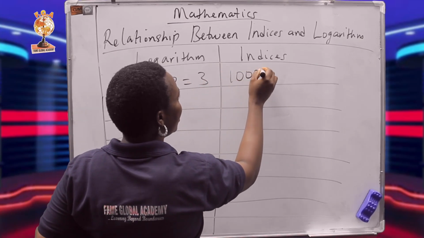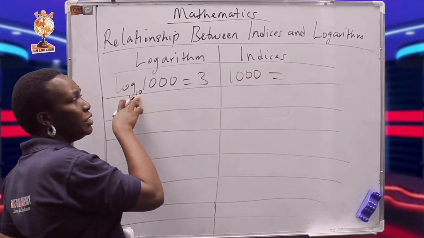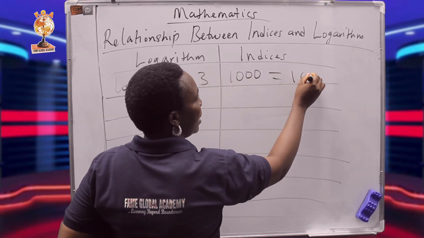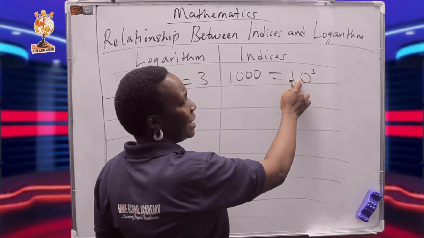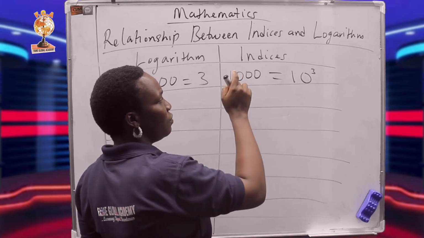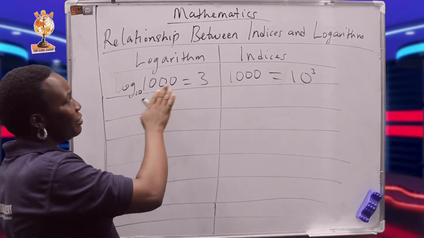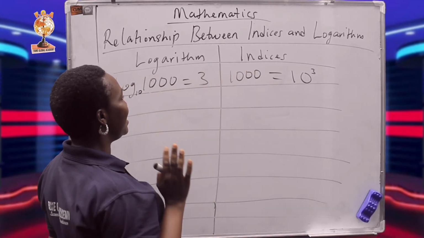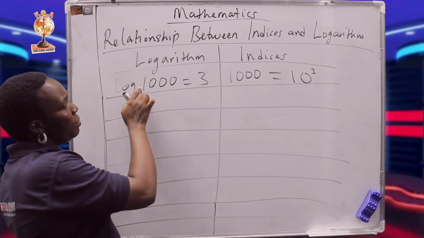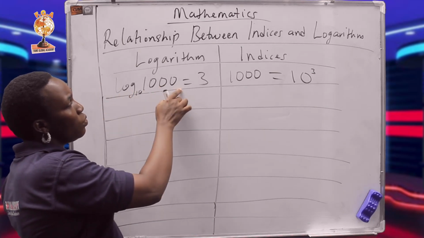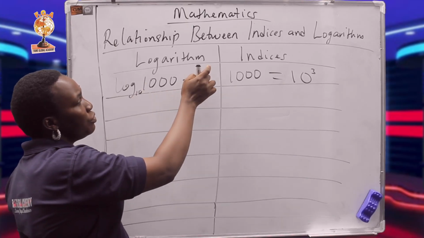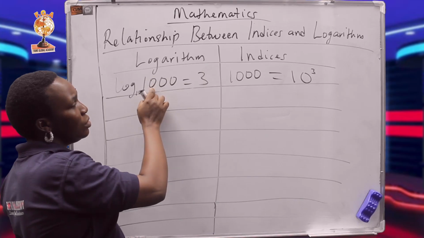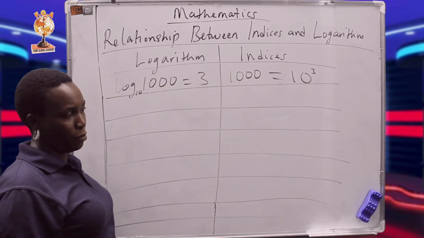1000 is equal to 10, which is the base, raised to the power of 3. And you agree with me that if you multiply 10 into 3 places, you have 1000. So that's the relationship between logarithm and indices. The logarithm of a number to its base equals an answer. That is, when you use the base and raise it to the power of the answer, that will give you the logarithm in indices form.